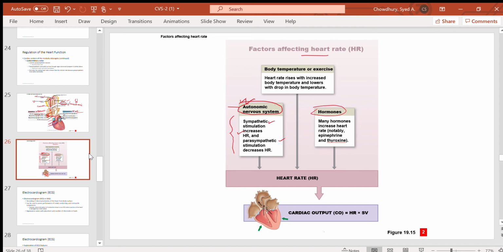Hormones. There are many hormones that can increase or decrease the heart rate. The main one I mentioned, adrenaline, increases and acetylcholine decreases. Adrenaline is also called epinephrine, same thing. Okay. Thyroid hormone, thyroxine, increases the heart rate. So if someone has hyperthyroidism, more thyroid hormone, thyroxine, is released, so the heart rate gets faster in hyperthyroidism. Okay. Body temperature increases. Increased body temperature increases heart rate.